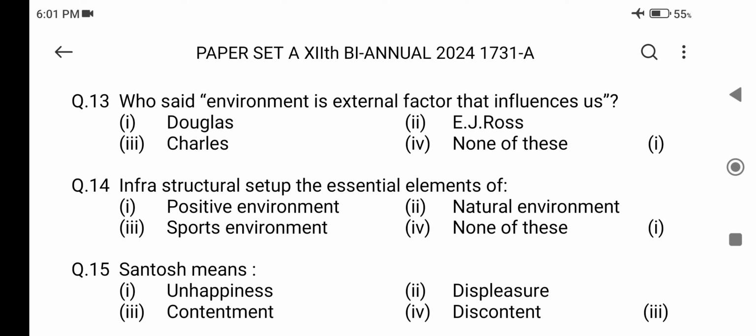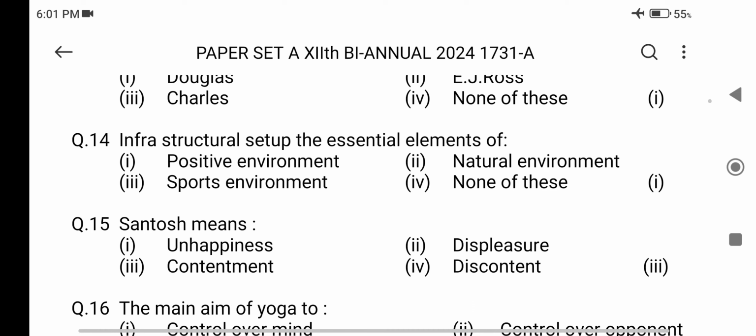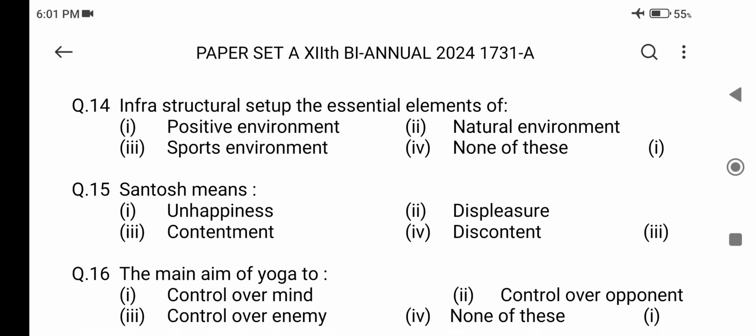Question number 14. Infrastructural set up is the essential element of: option first positive environment, second natural environment, third sports environment, fourth none of these. Answer is option first, positive environment.